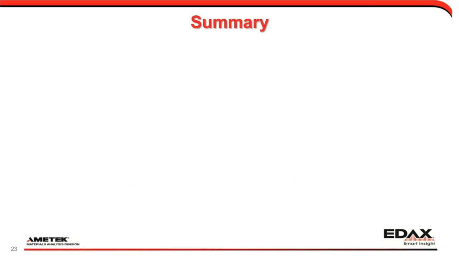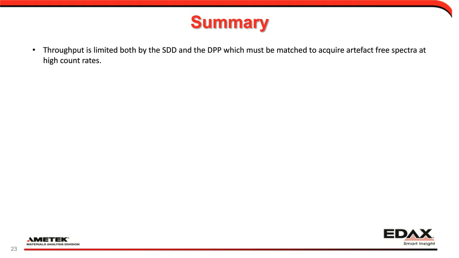So to summarize things, the throughput, however many counts we can get into our spectrum, is limited both by the drift detector itself and the digital pulse processor, and they must be matched up if you want to avoid artifacts in your spectra at high count rates.